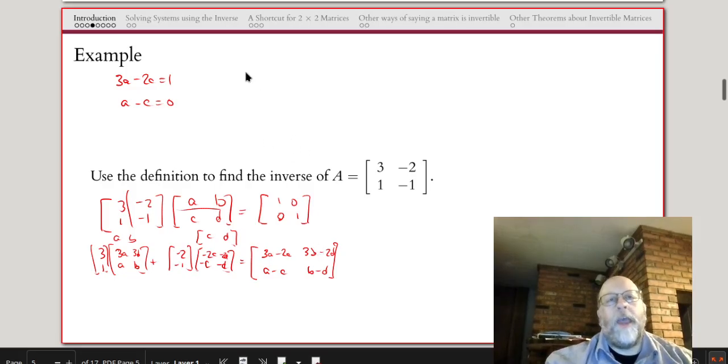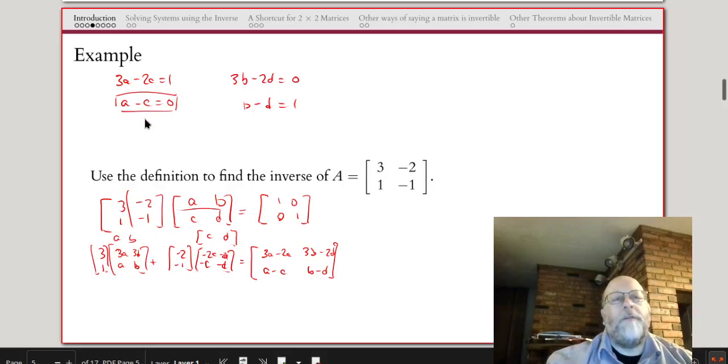And then over here we have 3B minus 2D is equal to 0, and B minus D is equal to 1. And so we'll solve both of these systems here. From this system, we just have A is equal to C. And so 3A minus 2A is equal to 1. And so A is equal to 1 and C is equal to 1. 3 times 1 minus 2 times 1 is 1. 1 minus 1 is 0. So A and C are going to be 1.